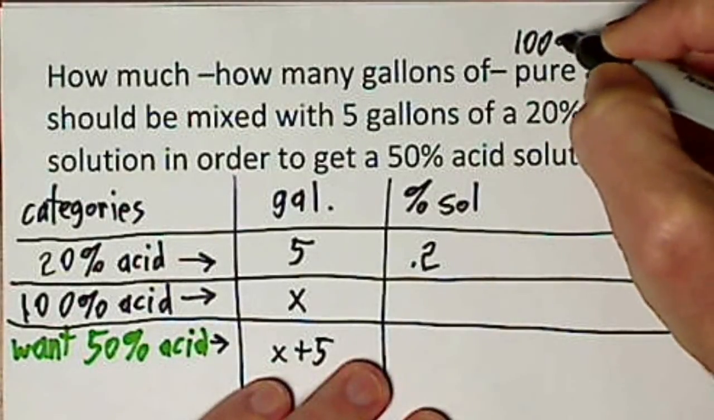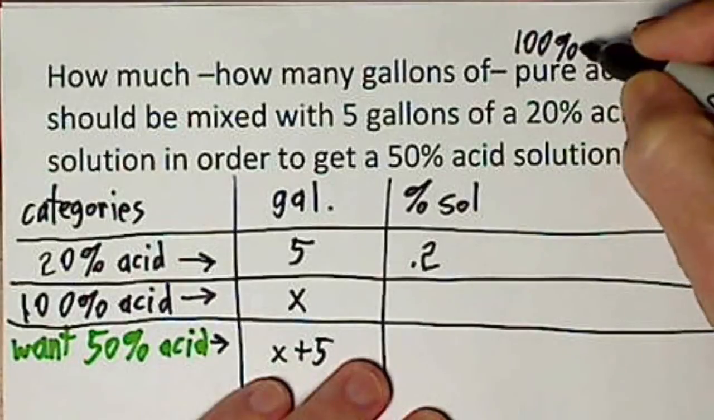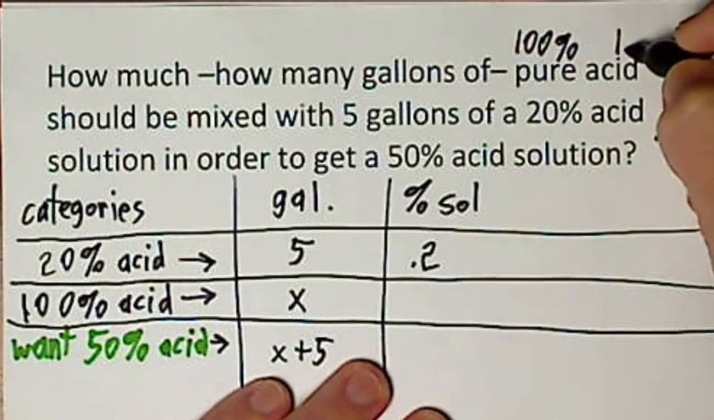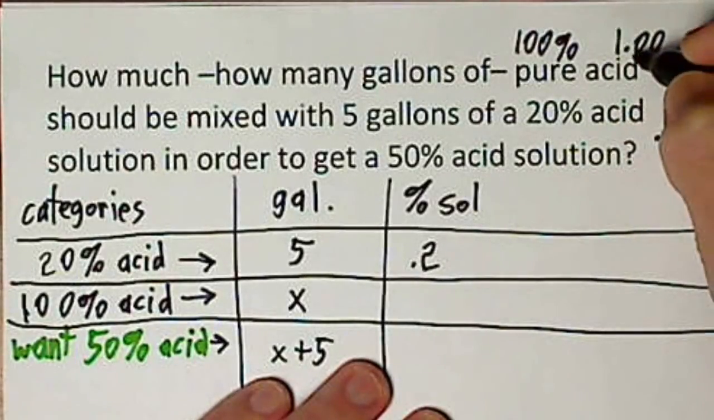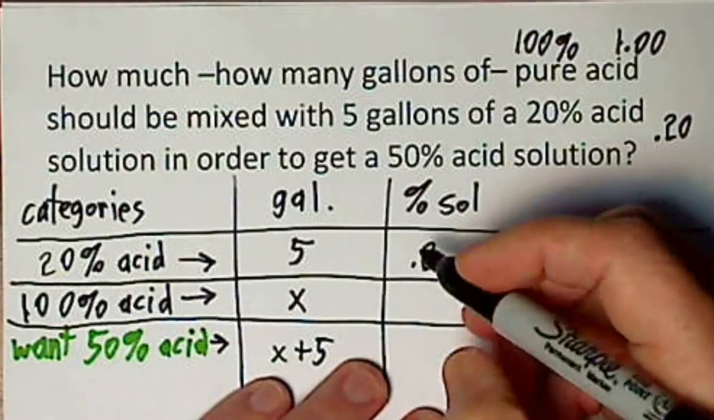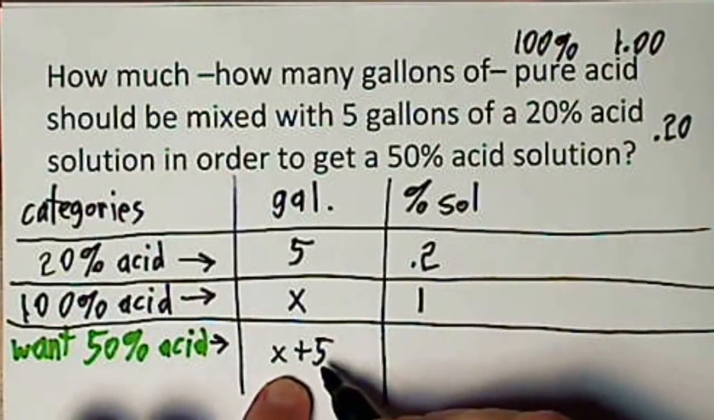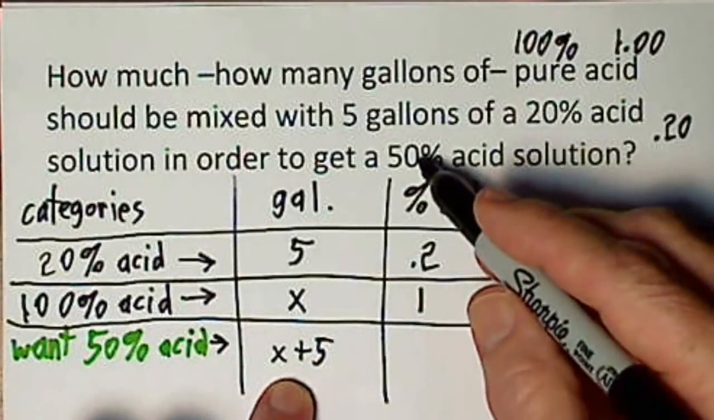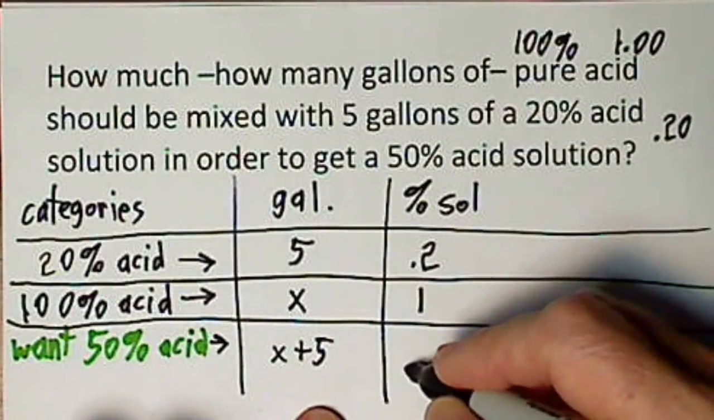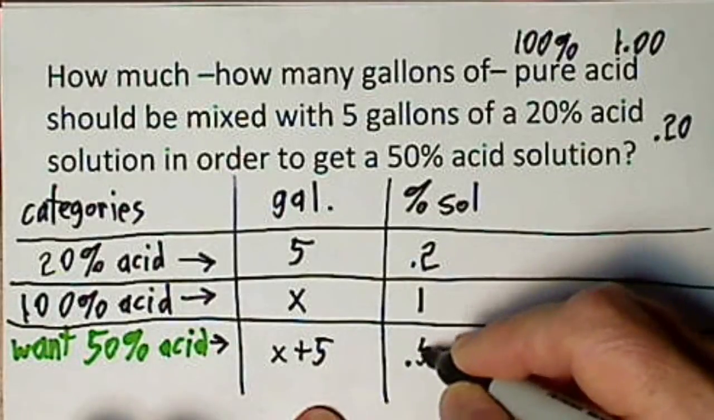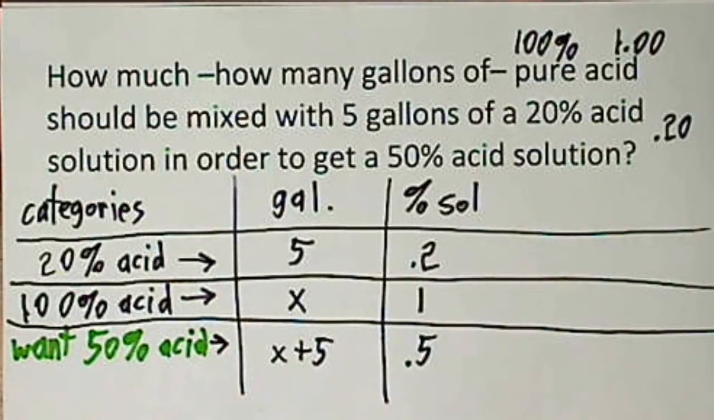That's 100%. I can actually write that as 1.00, or just drop all that and write it as a 1. And this, what are we supposed to end up with? 50%. And I'm just going to write that as 0.5 or 5/10. All right.